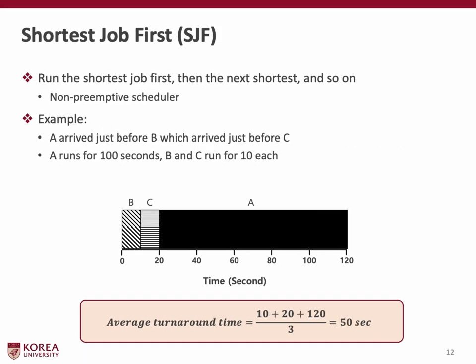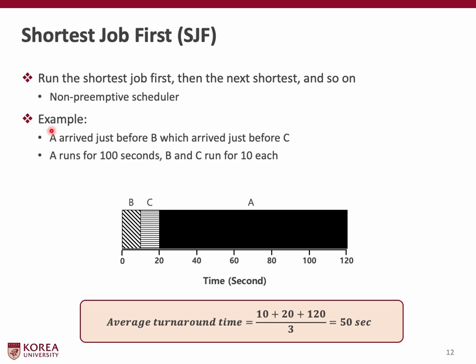To solve the convoy effect problem, we need smarter scheduling strategies. One simple but powerful idea is shortest job first, also called SJF. As the name suggests, this policy always runs the job with the shortest runtime first. Then it picks the next shortest job and so on. Basically, SJF is a non-preemptive scheduler, meaning once a job starts, it runs to completion.